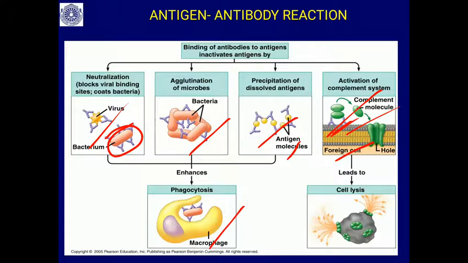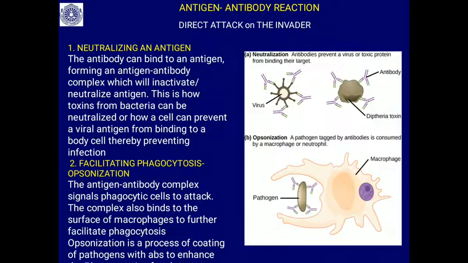So this enhances phagocytosis. This opsonization we have studied. Or else it leads to the complement bringing a hole in the bacterial cell, so the bacterial cell lyses out. See, this is how the antigen antibody reaction works. So, direct attack on the invader, or neutralizing an antigen.